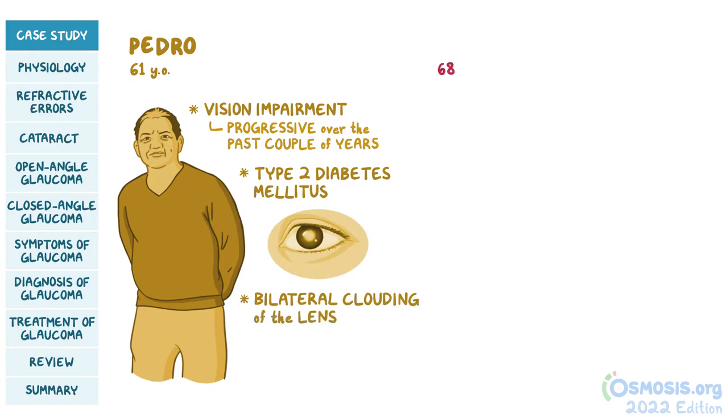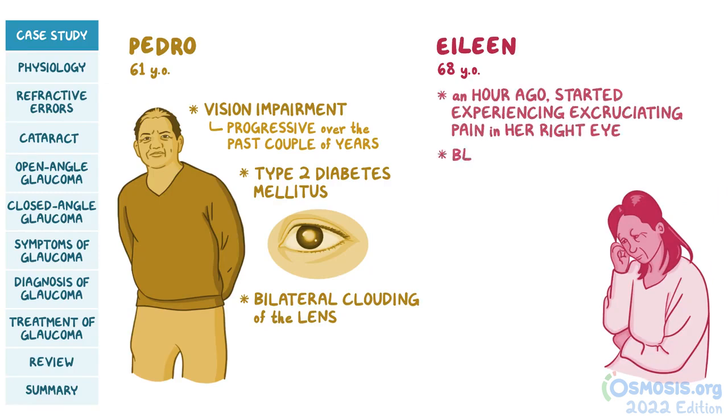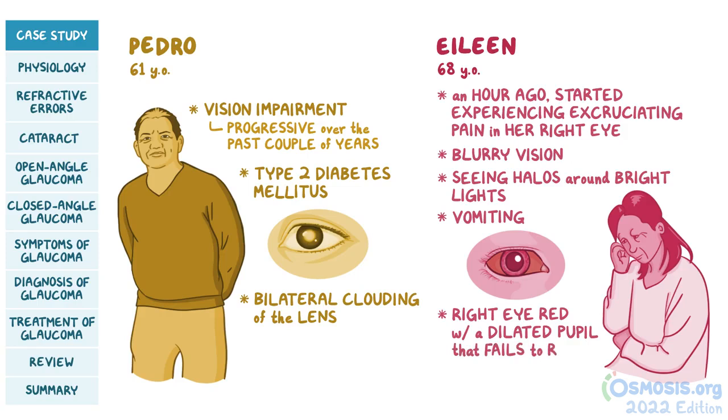Next to him, 68-year-old Eileen comes in. She complains that about an hour ago, she started experiencing excruciating pain in her right eye, accompanied by blurry vision and seeing halos around bright lights. Eileen also tells you that she has since vomited twice. On clinical examination, her right eye is red, with a dilated pupil that fails to react to light. Her left eye appears unremarkable.